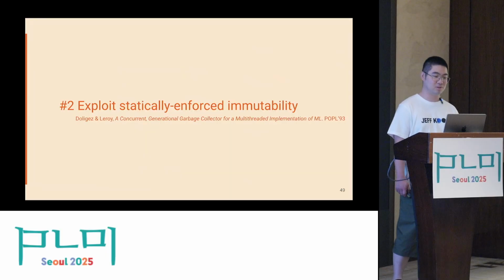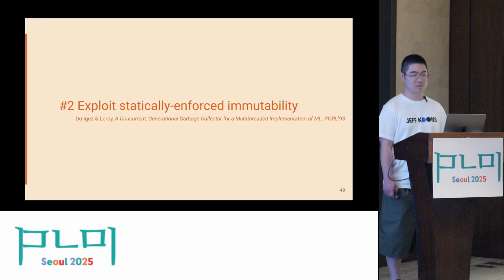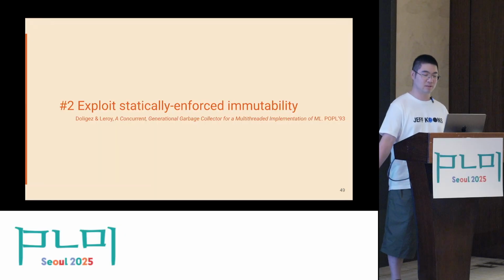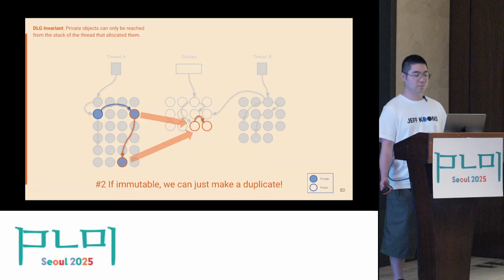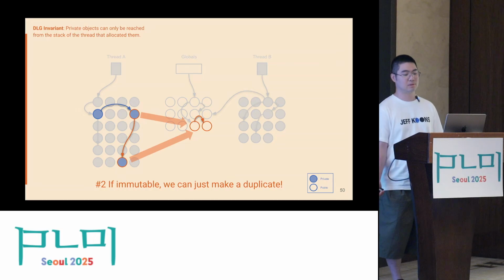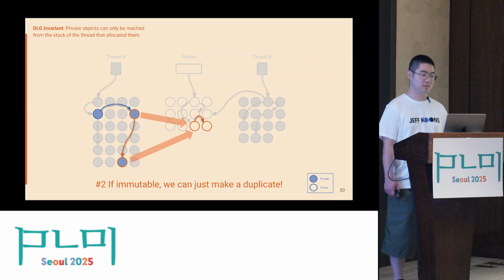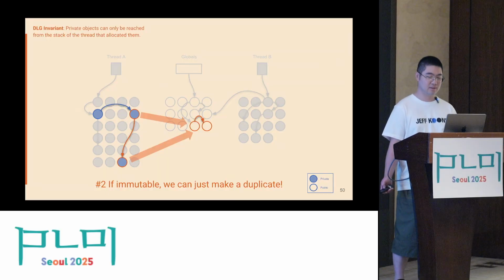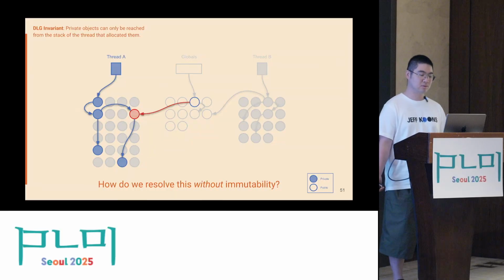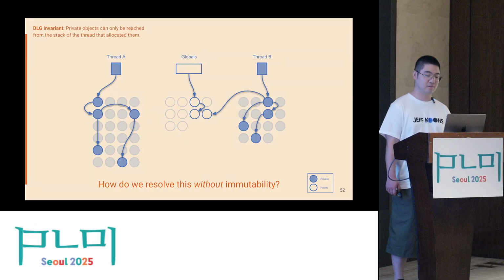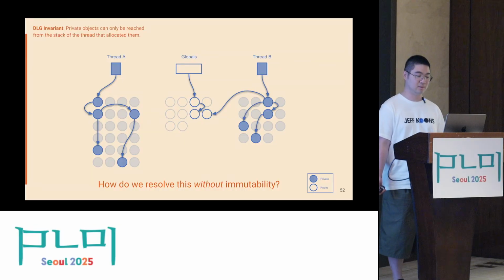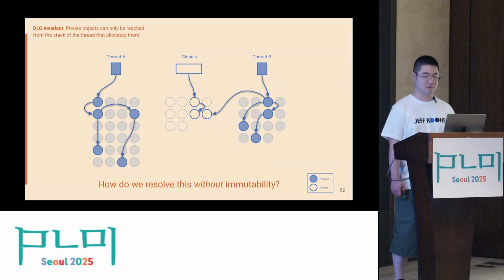So another approach is to exploit statically enforced immutability, like the functional language ML. So if objects are immutable, we can just duplicate them so that public objects will now point to the public copies, while private objects still point to the private copies, right? It looks fine. But how do we resolve this without immutability? Because there are many languages like Java which don't have this nice property. So we need to find some other solution, right?